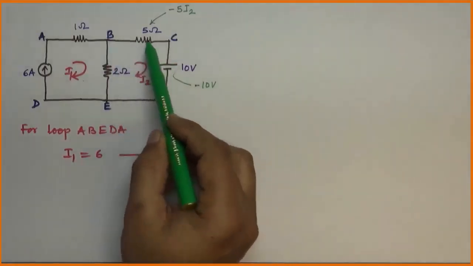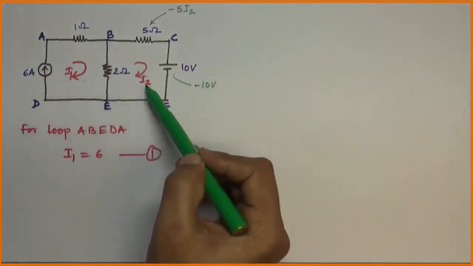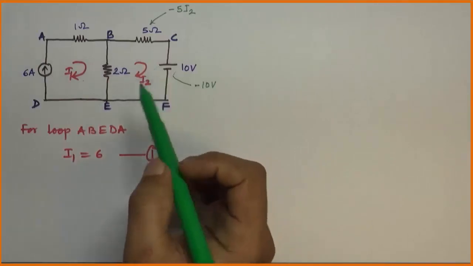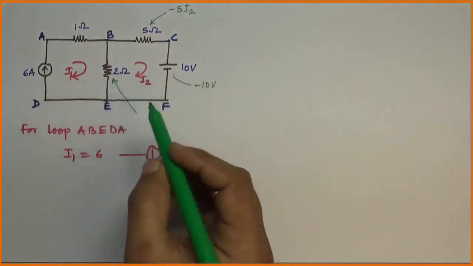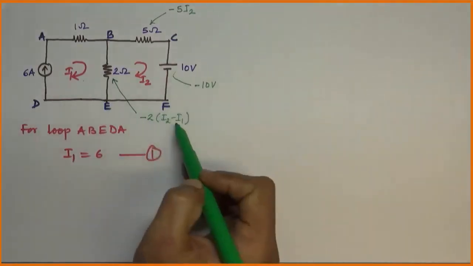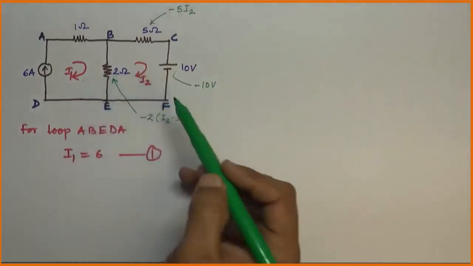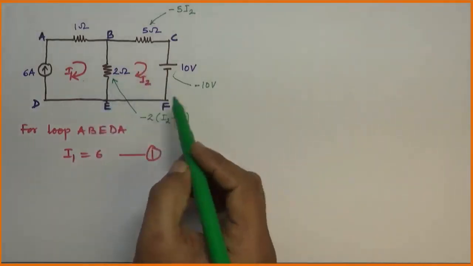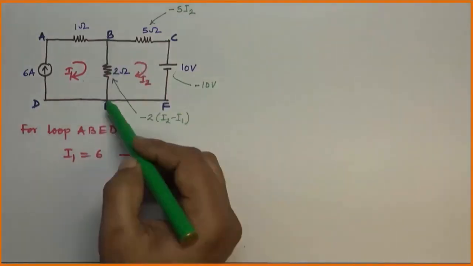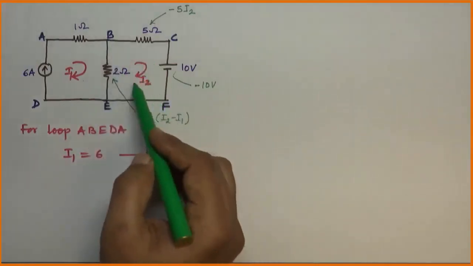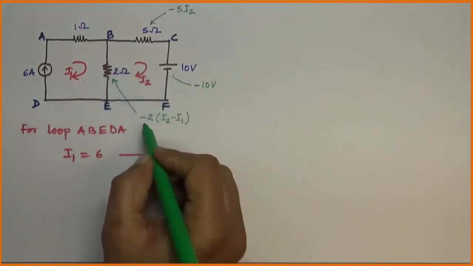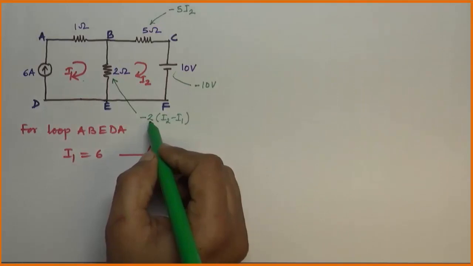Now we are in loop 2 or mesh 2. So mesh 2 current will be assumed to be higher than mesh 1 current. Hence voltage drop across 2 ohm resistor will be considered as minus 2 (I2 minus I1). I2 minus I1 is the difference between two currents, assuming I2 to be higher than I1. Negative sign indicates we are moving from E to B in the loop. Loop direction is E to B and my current direction is also E to B. Hence both directions are same. So as per sign convention, voltage drop will be considered as negative.